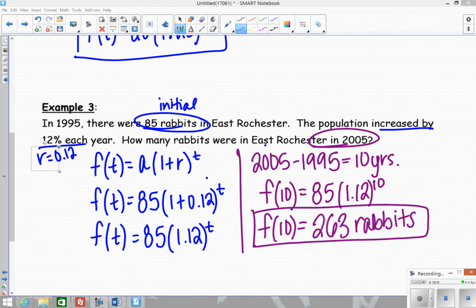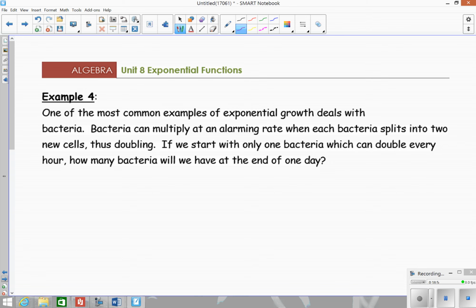So then I just have a couple more examples to do with you. So last page here. I want to at least show you one with a factor. So for this one, we're talking about bacteria. One of the most common examples of exponential growth deals with bacteria. Bacteria can multiply at an alarming rate when each bacteria splits into 2 new cells, thus doubling. So I see the word doubling. That tells me an exponential growth, because if it's doubling, it's going to be times 2.